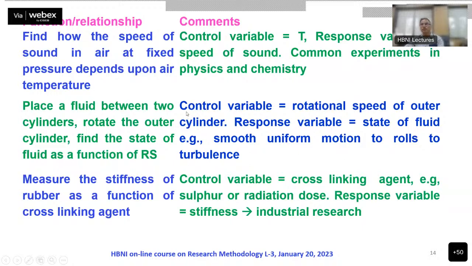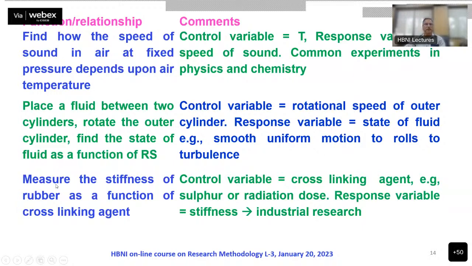So you have a control variable, that is the rotational speed of the outer cylinder, and the response variable is the state of the fluid. Initially it could be smooth, uniform motion. It can form rolls with higher speed, and later on there could be turbulence in the fluid. So you can study the effect of the rotational speed on the fluid.